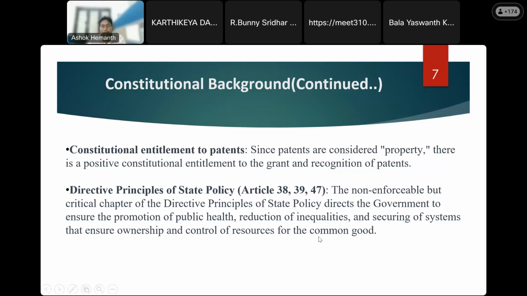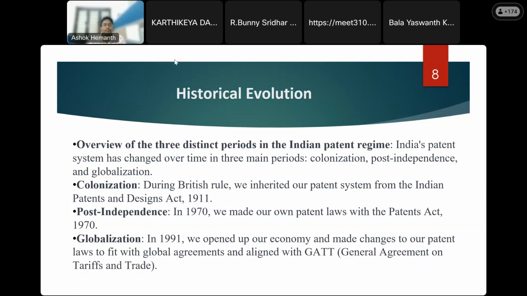So next slide. Overview of the three distinctive periods in the Indian patent regime. There are three periods in the Indian patent regime. One is the colonial period, during the British rule. At that time, the Patent Act and Design Act were together in a single act, called the Indian Patent and Design Act 1911.